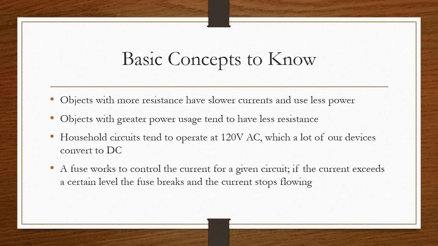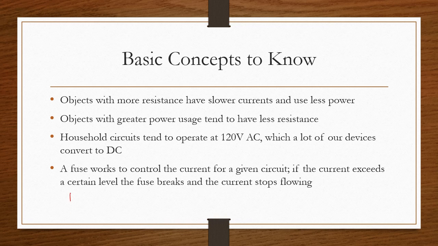So some basic concepts to know here. Objects with more resistance have slower currents, so they use less power. Objects with greater power usage tend to have less resistance. Household circuits tend to operate at 120 volts AC, which a lot of our devices will convert to DC. And there's also an important thing, fuses or circuit breakers.